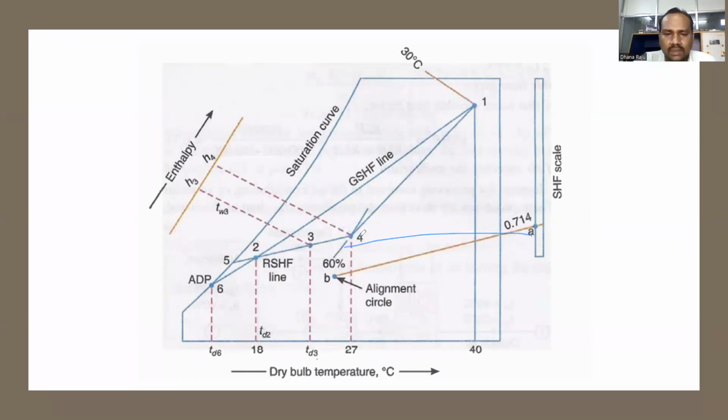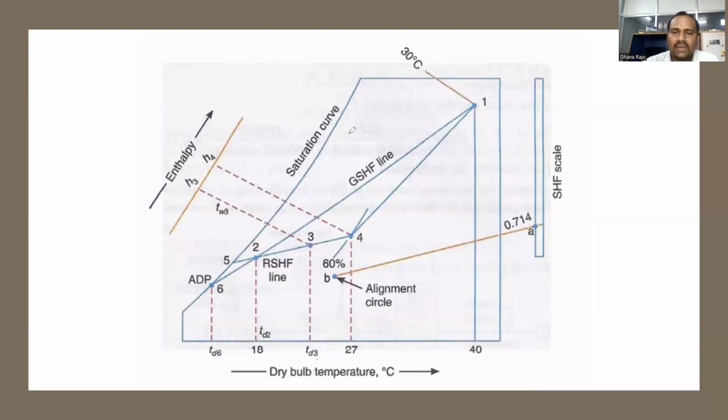Next step, from point 4, we need to draw a line which is parallel to the line AB. Approximate method: from point 4, just draw a line parallel to the line AB. These two are parallel. So we will get this line. I am drawing this line from point 4 towards the saturation curve, parallel to line AB, so that I will get point 5. This is called 5.